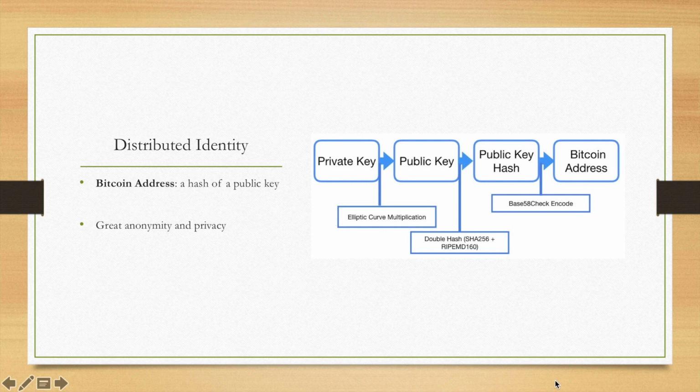Bitcoin introduced the Bitcoin address concept. It's just a hash of the public key. We can see on the right side of the picture how to generate the Bitcoin address. First, we generate the public key, and then we use a hash to calculate the public key hash, and then we use Base58Check to encode, and then we get the Bitcoin address. Such an identity has great anonymity and privacy.